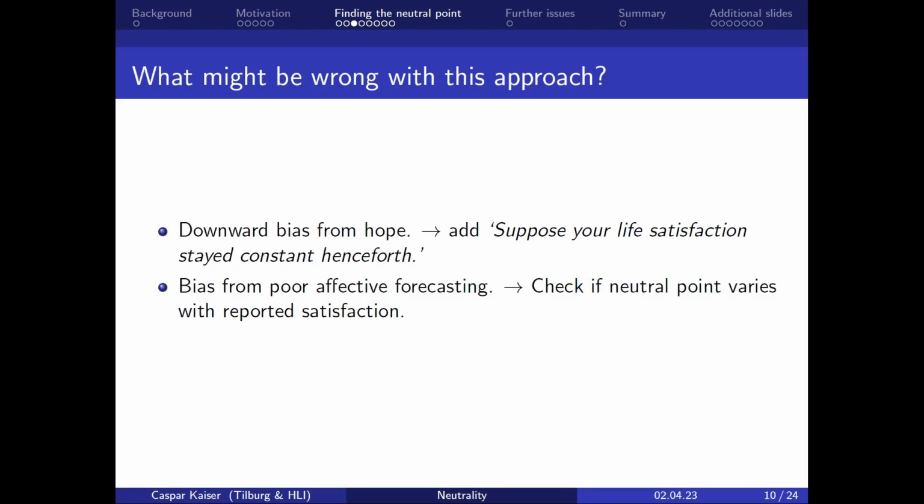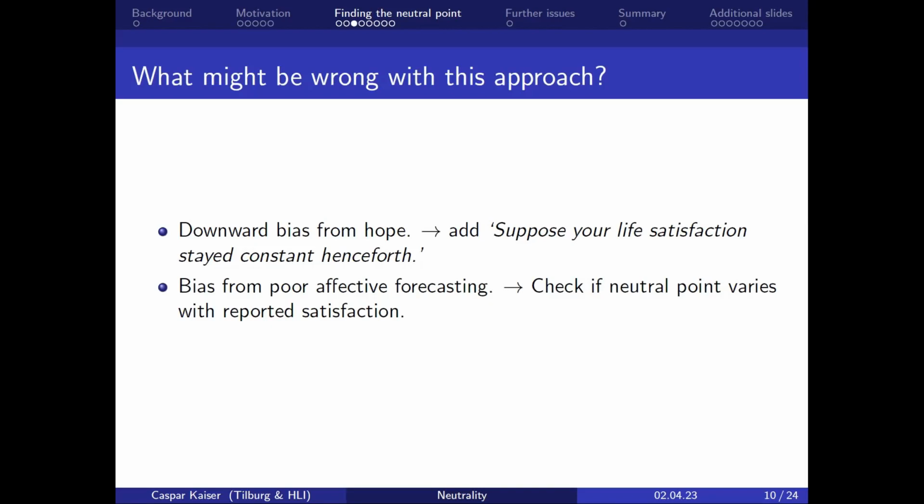So that's one bias that downwardly biases the estimated neutral point with that kind of question. The second thing is that we might suffer here from fairly poor affective forecasting. We know that people are generally bad at forecasting what their future well-being will be like and what that would actually mean for them.